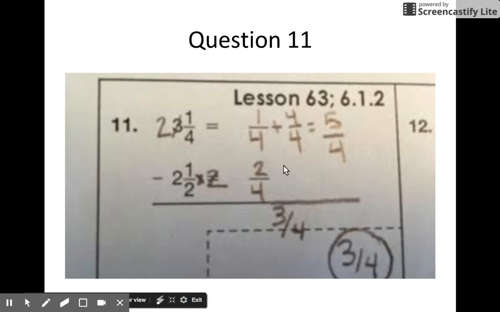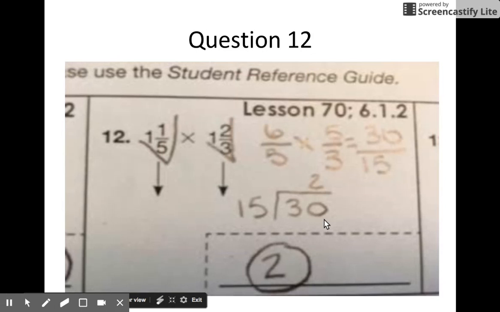Now we can subtract. 5 minus 2 is 3, and I carry down my denominator of 4. Do not forget about your whole numbers. I have to take 2 minus 2, which is 0. So I end up with the answer of 3/4.